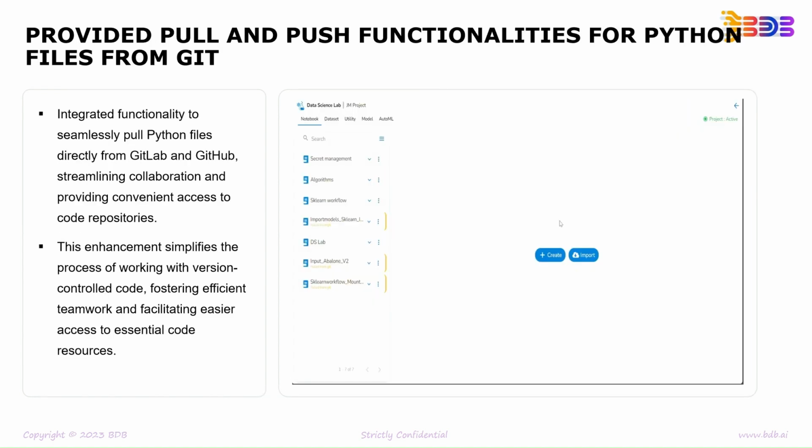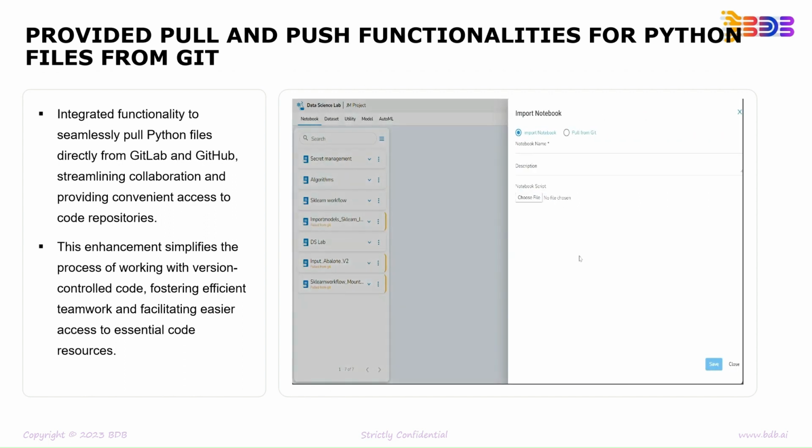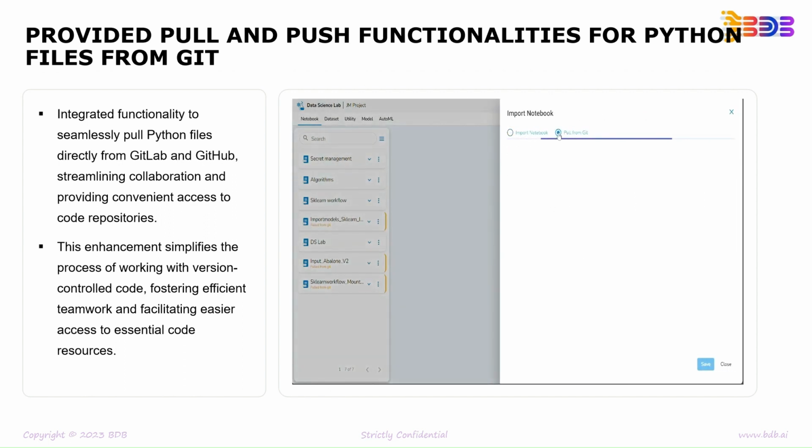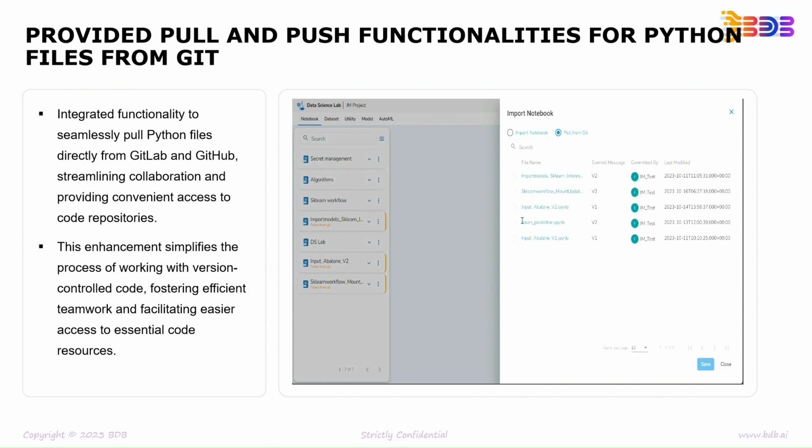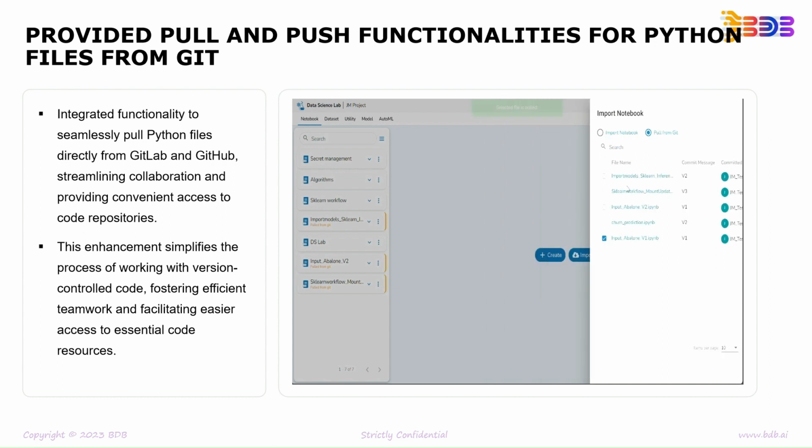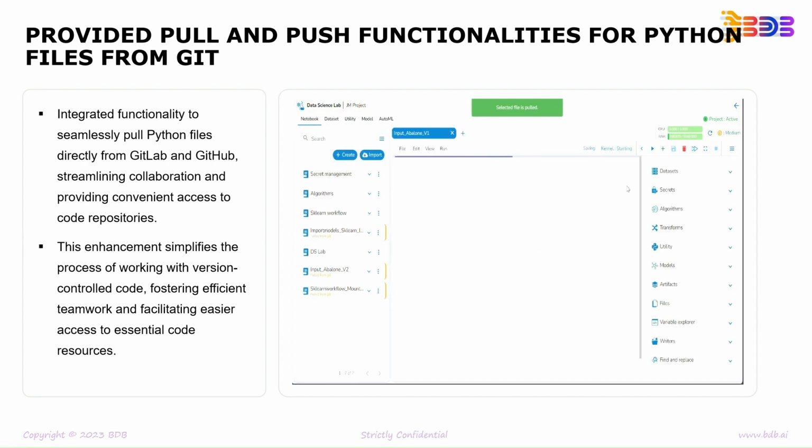Next, introduce a game-changing feature, seamless integration with GitLab and GitHub. Collaborating on code can often be a cumbersome and time-consuming process. But what if you could streamline the entire experience? With our integrated functionality, you can now pull Python files directly from GitLab and GitHub. We're revolutionizing the way you access and collaborate on code repositories.